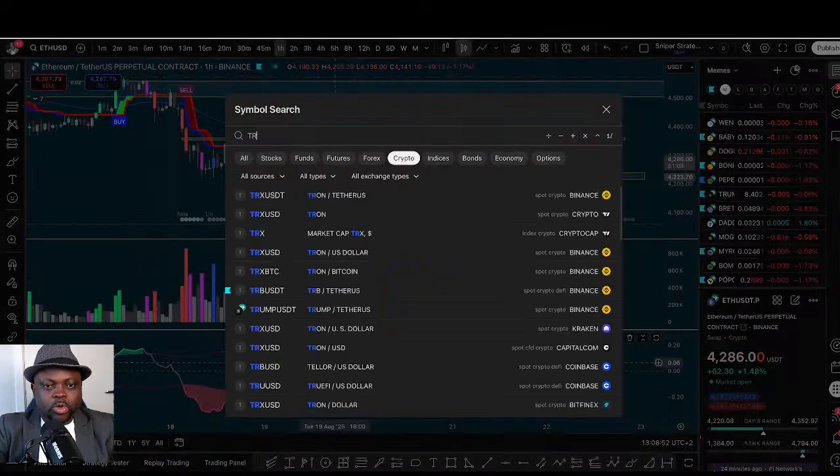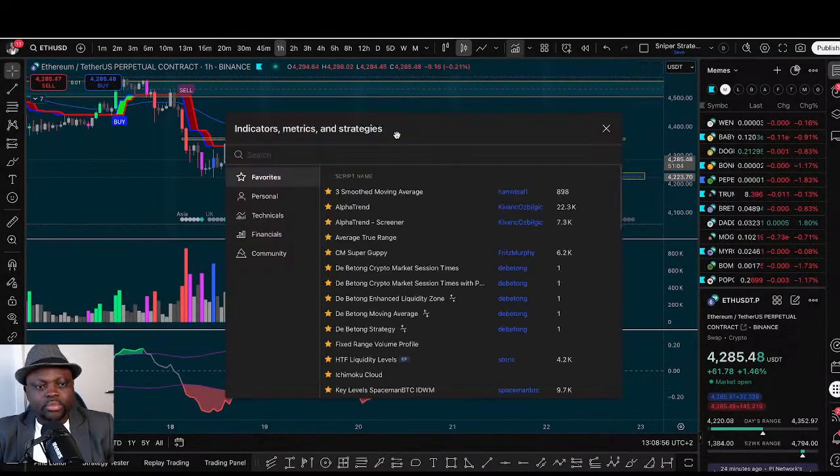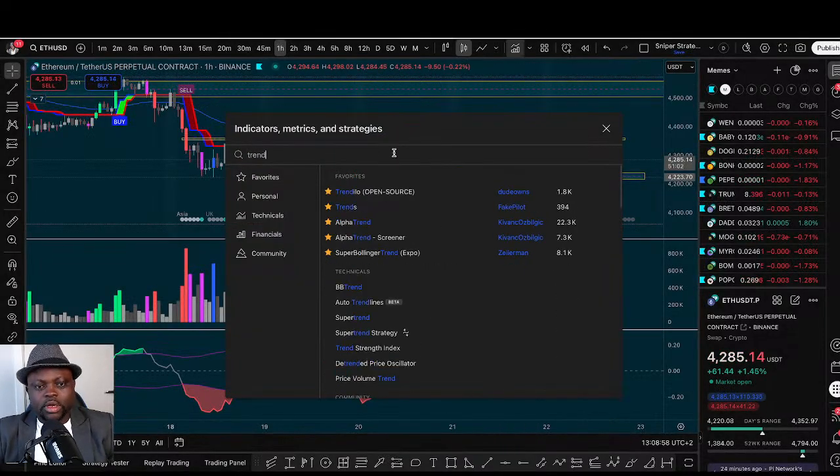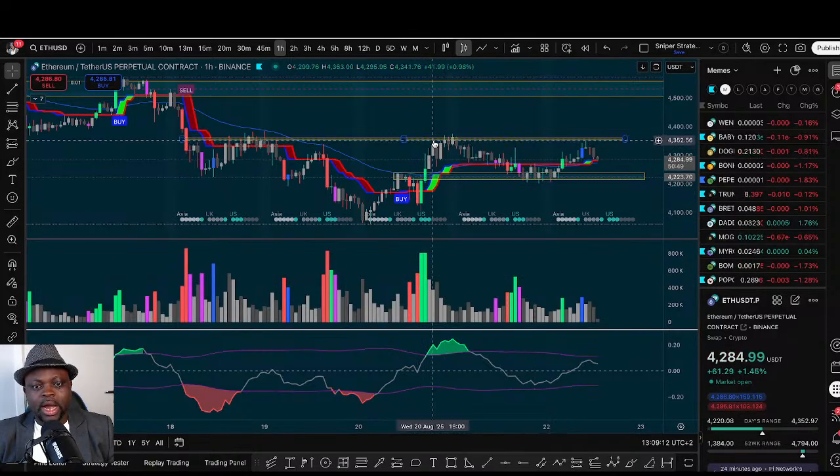Trendilo. So go to the indicator tab. You search for Trendilo. This one, the open source with 1.8K users. So these are the indicators we're gonna be using in this tutorial. I'm gonna teach you everything, from how I came about all of this.